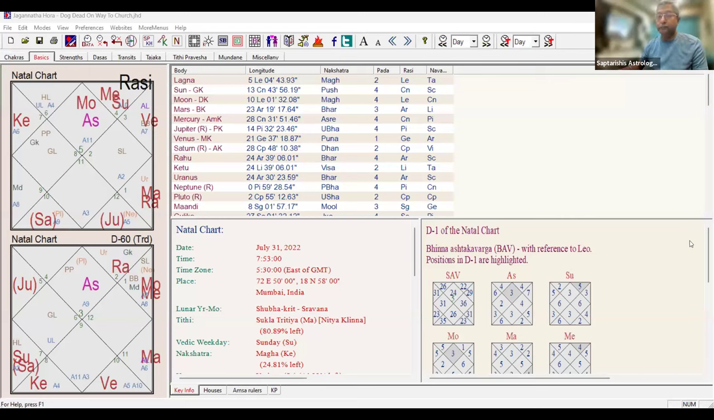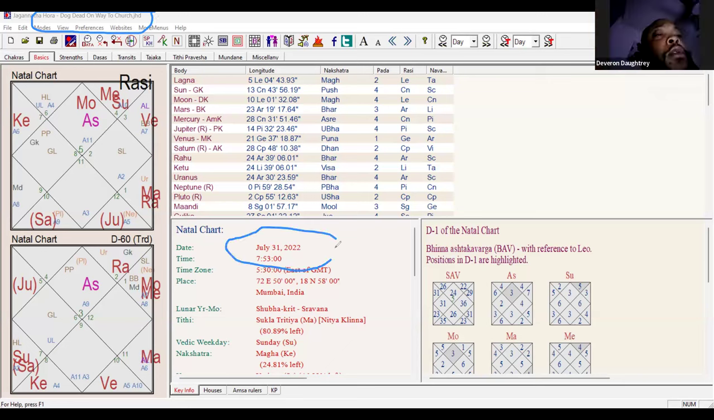I'll show you something. Now see on the top left. I did not save this. I don't plan this. What do you read about? Can anybody read? Dog barked on the way, dog dead on the way. Correct. What is the date? July 31st, 2022. Did anybody ask me this question?